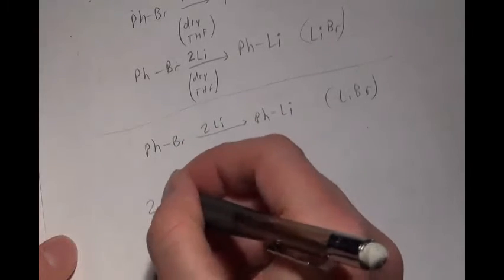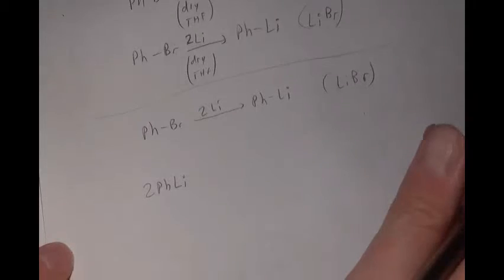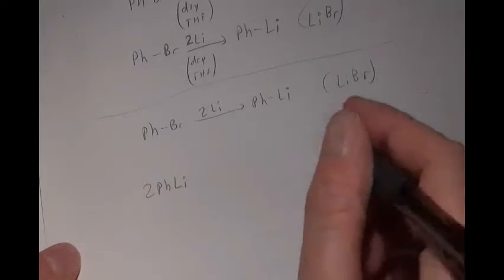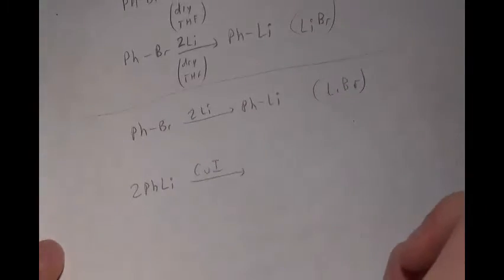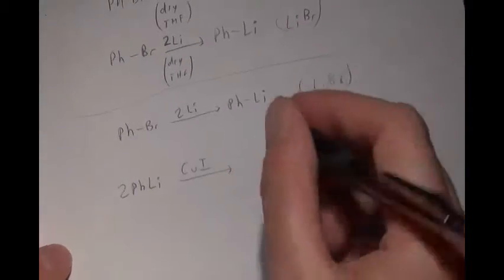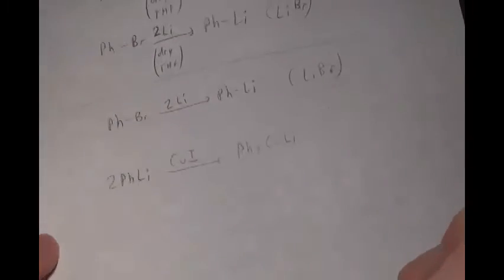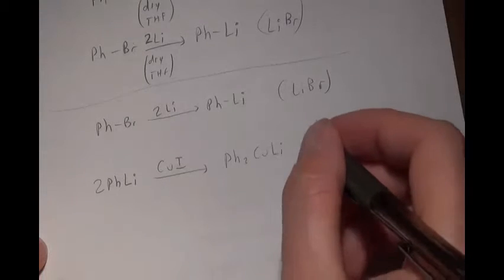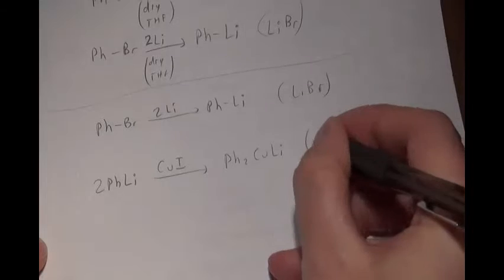And then we're going to now take the two phenyllithiums, and we're going to react that with copper iodide. Copper iodide. And this does everything. So this creates diphenyl copper lithium. Okay, and we can call this, and also that makes lithium iodide also. The byproducts are not a big deal really.